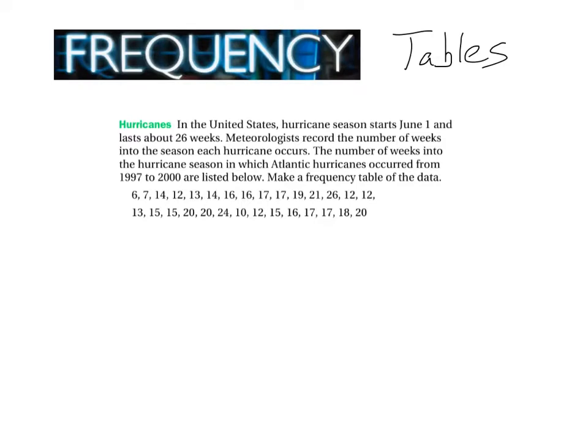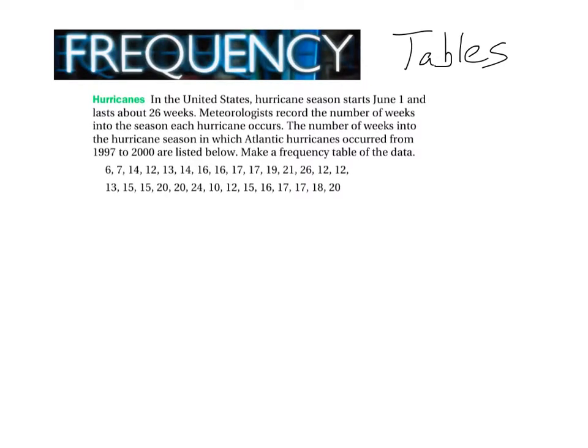All right, so next we'll talk about frequency tables. Frequency tables are really just another way to display data that falls within certain intervals. Okay, so we'll use this problem here. In the United States, hurricane season starts June 1st and lasts about 26 weeks. So meteorologists record the number of weeks into the season each hurricane occurs. So this first piece of data, 6 here, means there was a hurricane that occurred 6 weeks into the season.